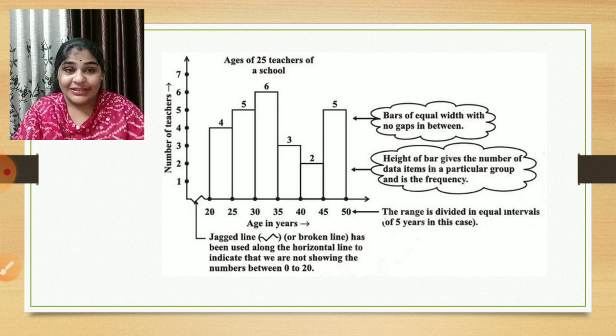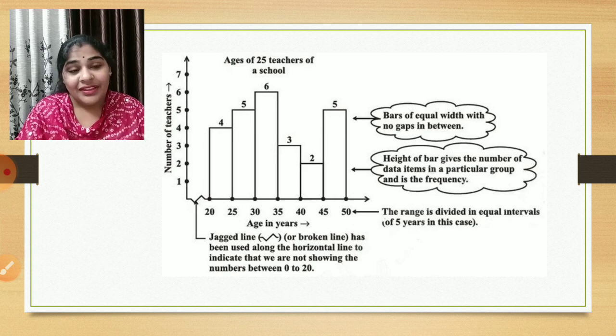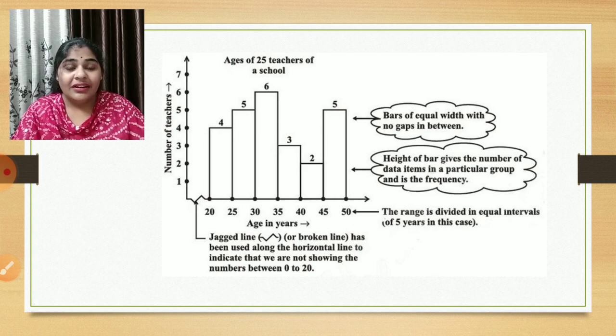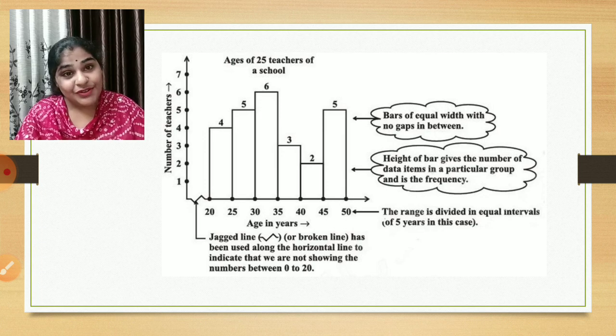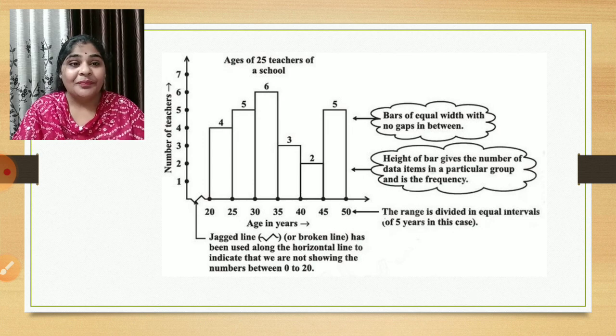Here you can represent the scale also. That scale on y-axis, 1 centimeter is equal to 1 teacher. So like that. So these were the examples of histogram, and I feel that you have understood the difference between the histogram and a bar graph, which you have learnt earlier.